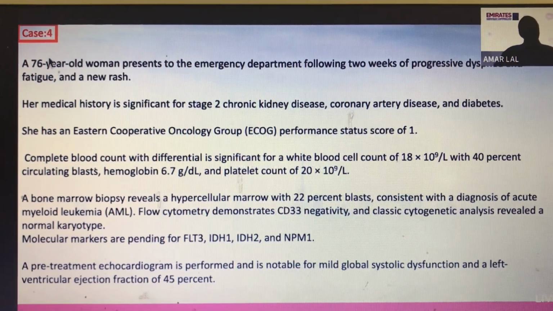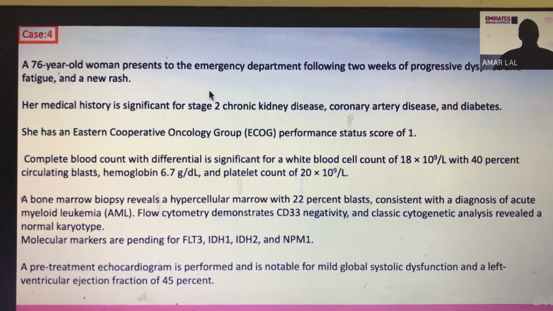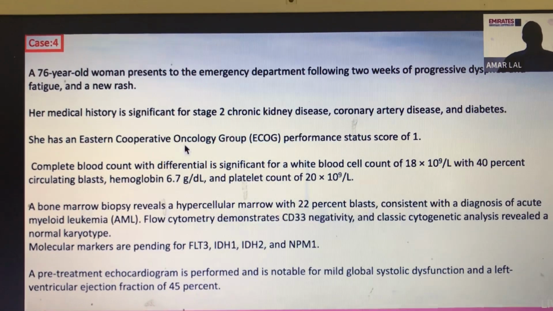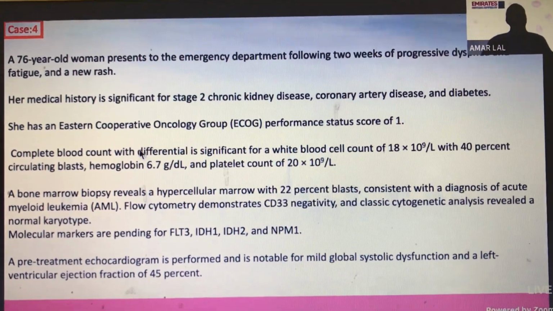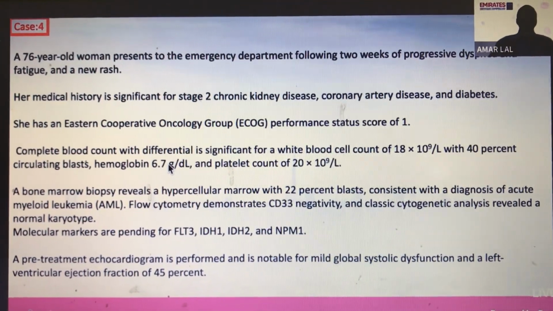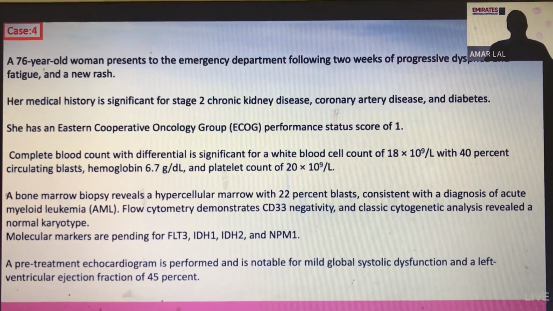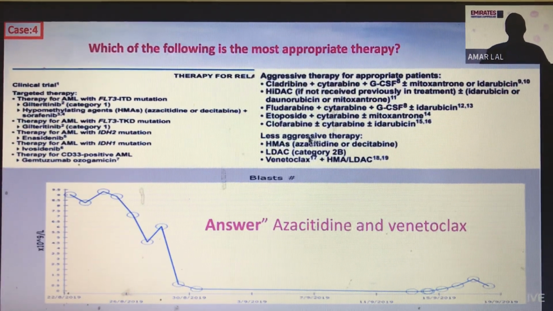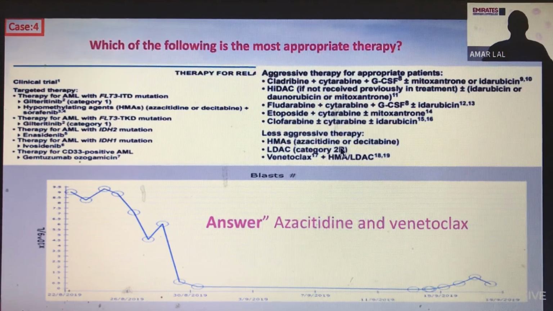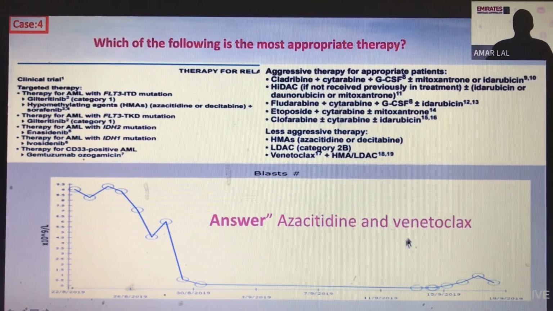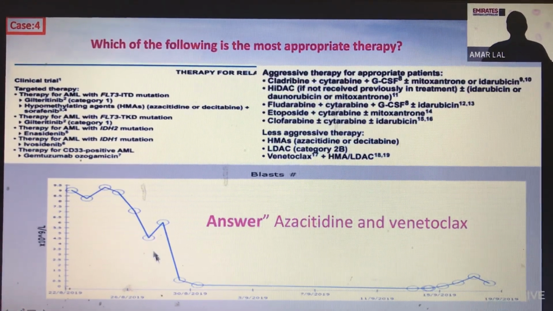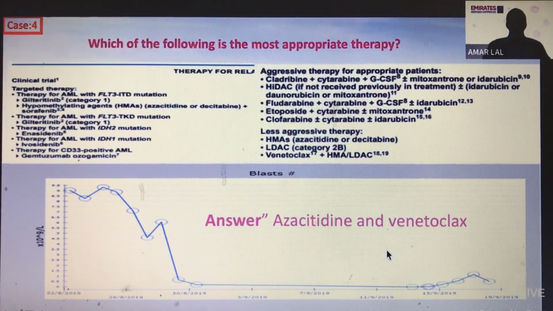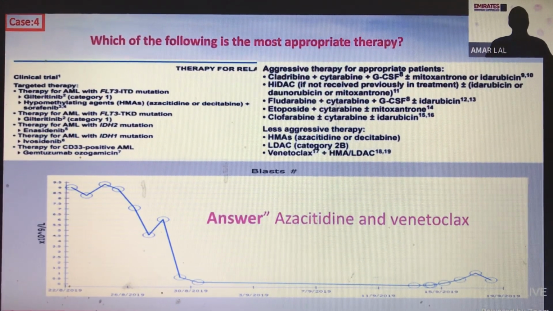Similar is another case, a middle-aged lady with multiple comorbidities, diabetes, chronic kidney disease, and she presented with pancytopenia, again diagnosed as AML, and I wanted to show you how the less aggressive therapy actually works. Here also we used azacitidine and venetoclax combination, and you can appreciate the disease went down after 2 cycles, and now she has done almost 1 year. She's on treatment.